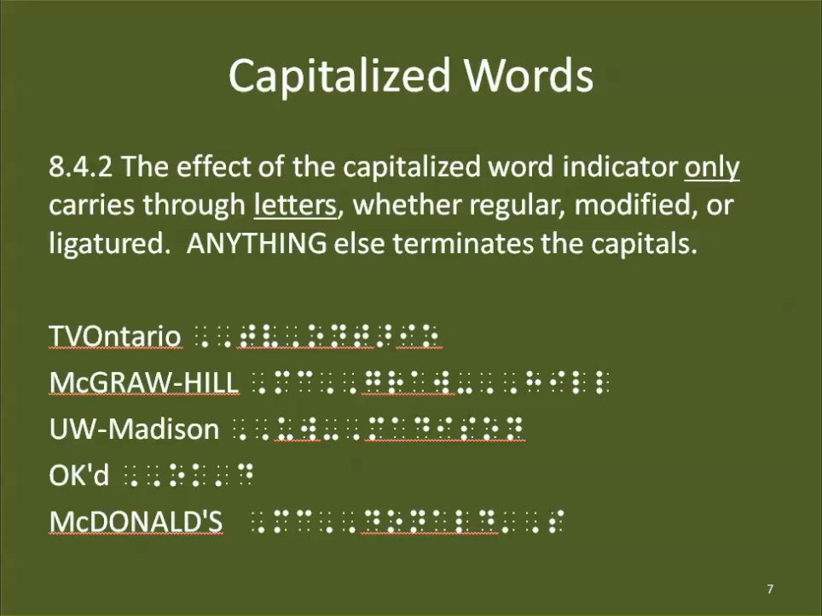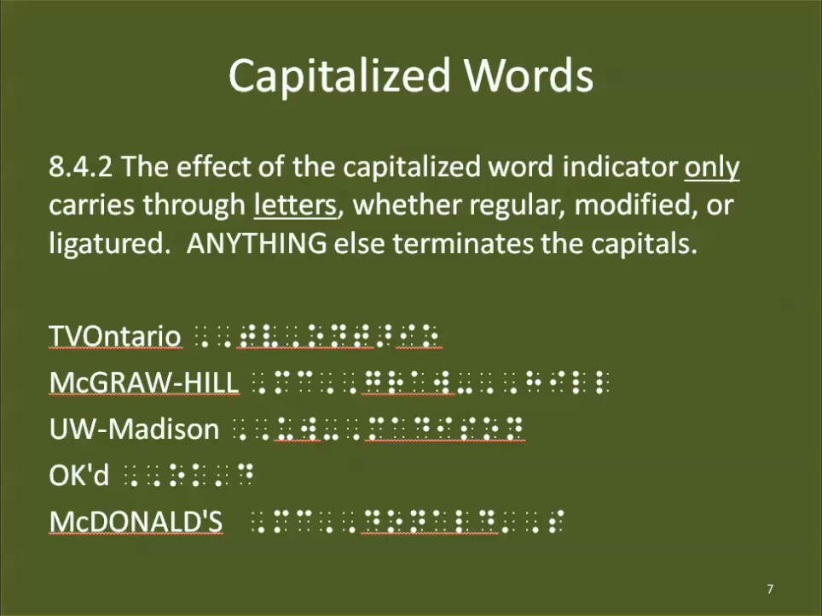UW-Madison. Technically, in the old code, we would have to terminate capitals after the M in Madison. But that was very awkward, of course, and so we kind of fudged the rules, and we did it the way you see here, which is now the correct way to do it. So we have capital word mode for UW, hyphen, capitals has terminated, so we have to start it up again for Madison with the M being capitalized.